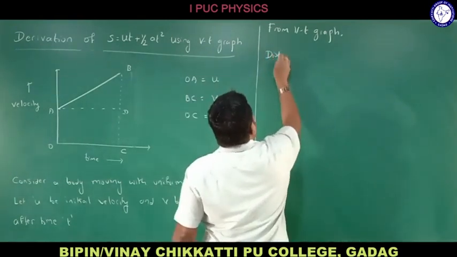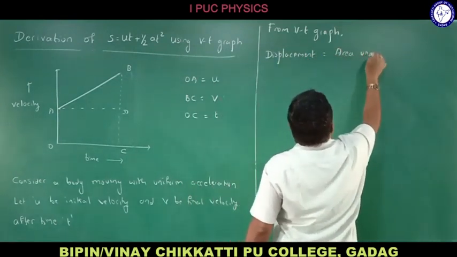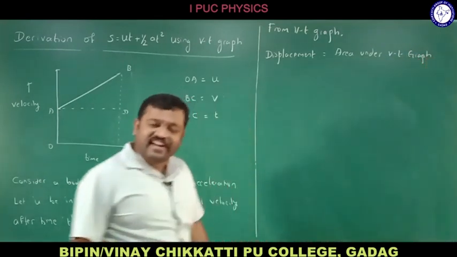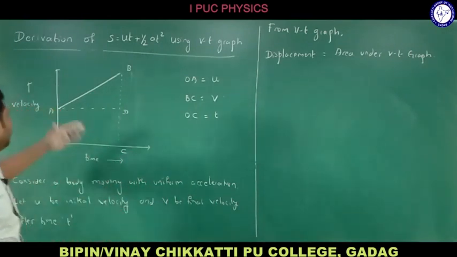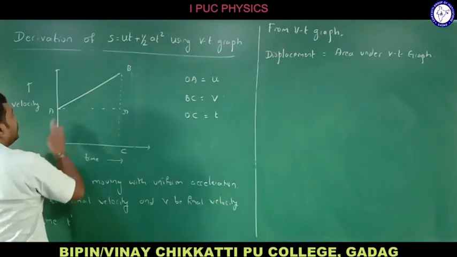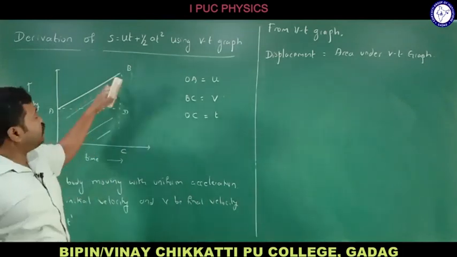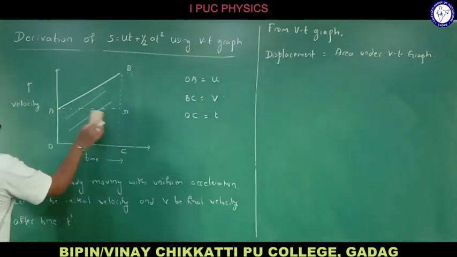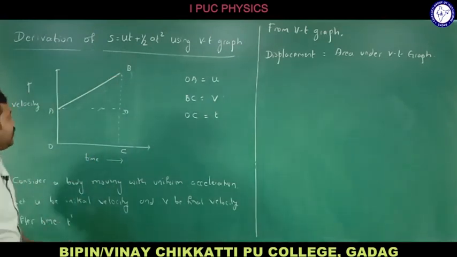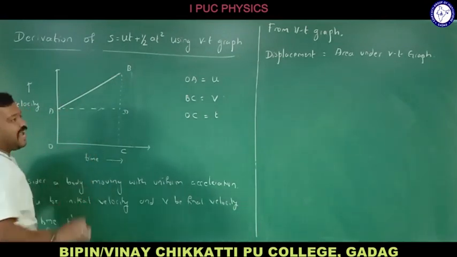So what gives displacement? Displacement is equal to area under which graph? VT graph. Area under VT graph gives displacement. What is that area? This is the area. Now this area, shall I divide into two parts? For simplification, let me divide into two parts. One is this triangle and this is a rectangle. Let me divide like this.